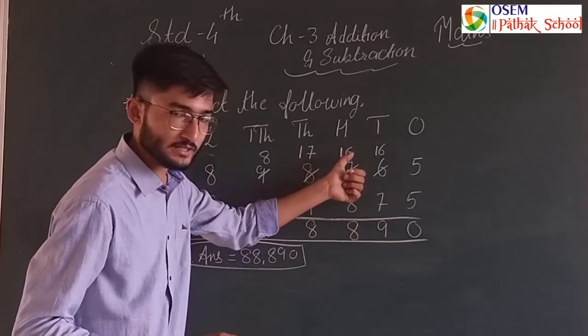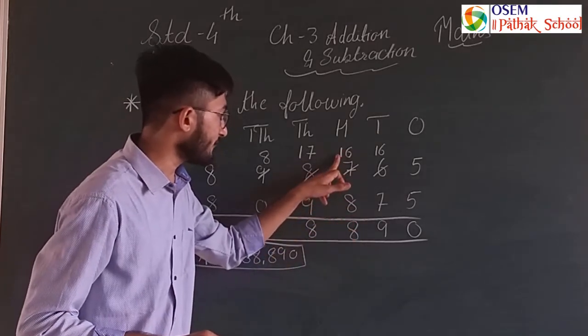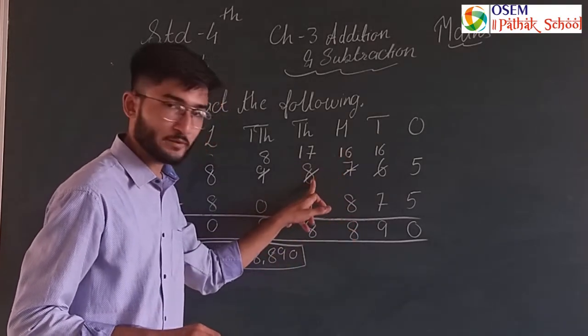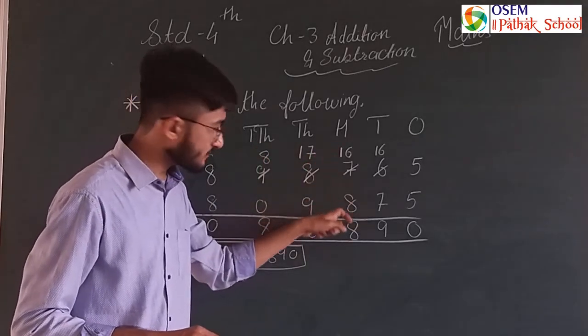This 7 has become 6. So 6 minus 8 is not possible, right? So 6 will become 17. How? We are borrowing 1 from 8. So 8 will become 7. 16 minus 8 is 8.